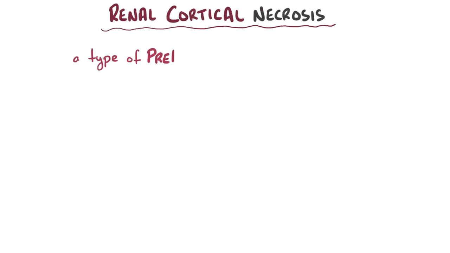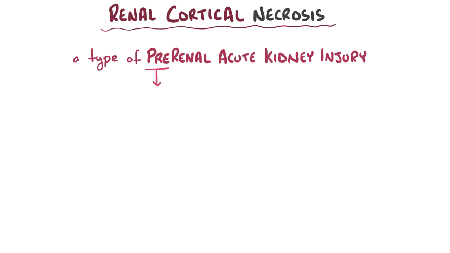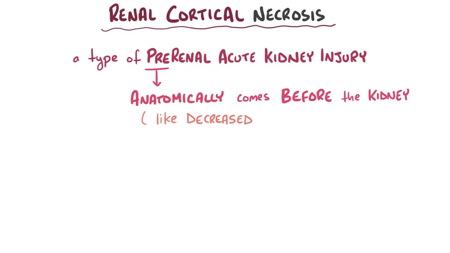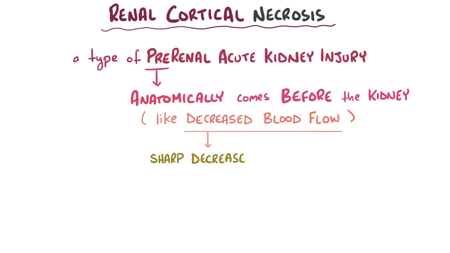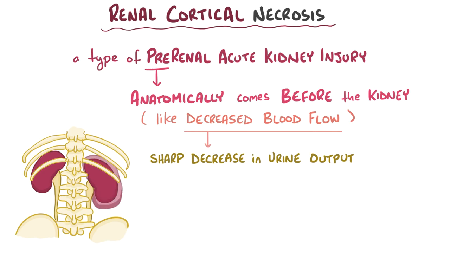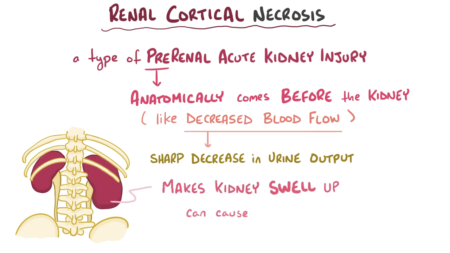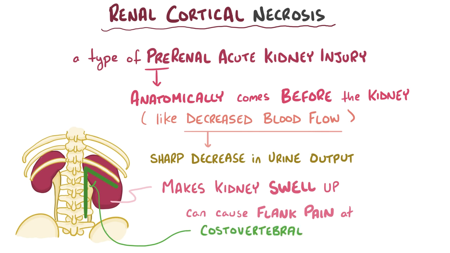Broadly speaking, renal cortical necrosis is a type of prerenal acute kidney injury, which is a category that includes any cause of kidney injury that anatomically comes before the kidneys, like in this case, a decreased blood flow. The decrease in blood flow leads to one of the main symptoms, which is a sharp decrease in urine output. Renal cortical necrosis makes the kidney swell up and stretches out the renal capsule, and that can cause flank pain at the costovertebral angle.